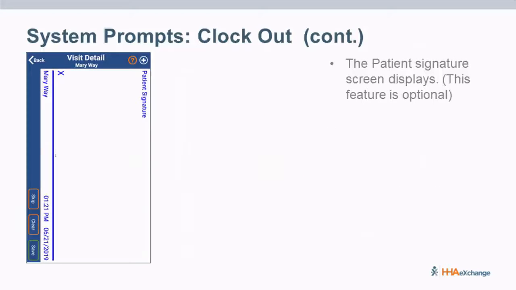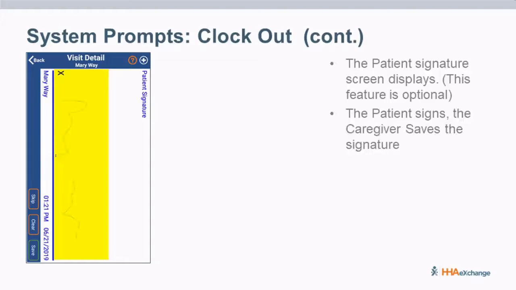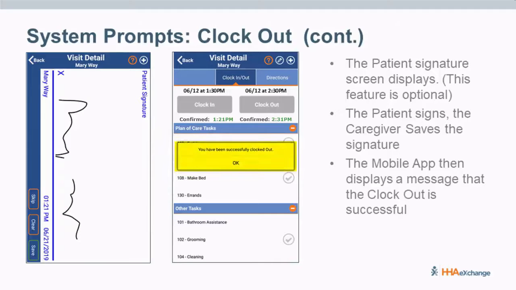For some agencies, a patient signature screen may now display. In those cases, the patient signs using their finger, the caregiver saves the signature, and the image of their signature is recorded in the HHA Exchange system. The mobile app then displays a message that the clock out was successful.